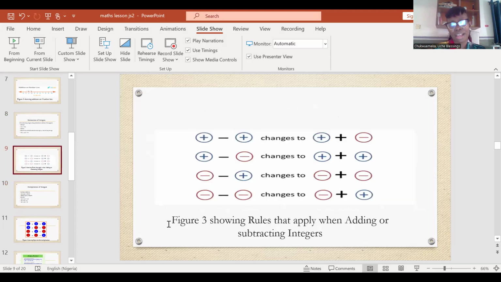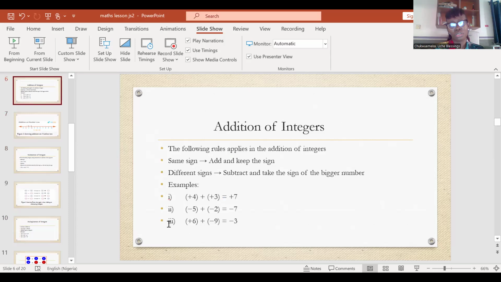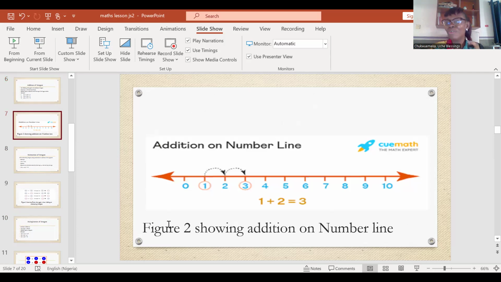Let me recap addition and subtraction before we go further. In addition, this is the rule that applies. Same sign, add and keep the sign. Different sign, subtract and take the sign of the bigger number. That is what we went through in these examples. The reason I'm emphasizing these rules is because that is what matters. If you can understand the rule, you'll be able to solve any question on addition. And I gave you this image to help you capture the pictorial representation of what I've just shared.